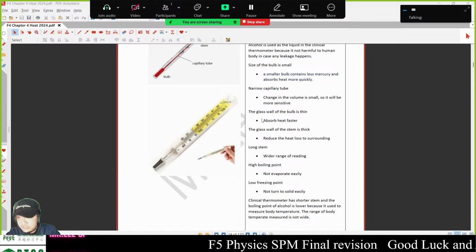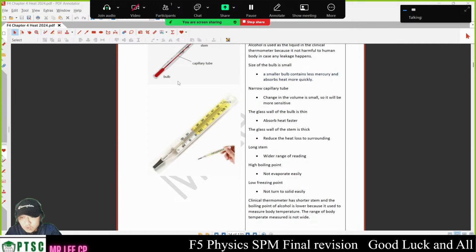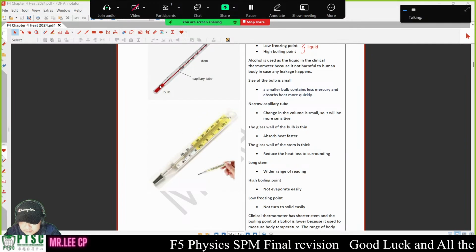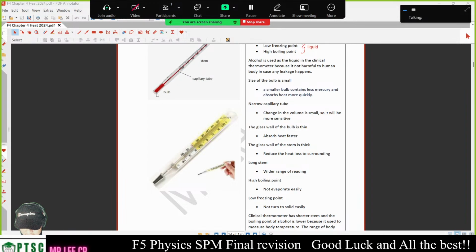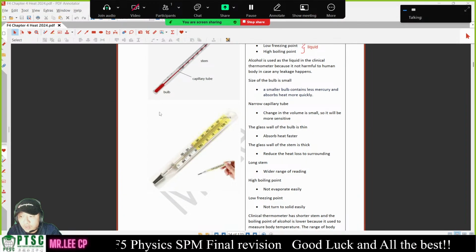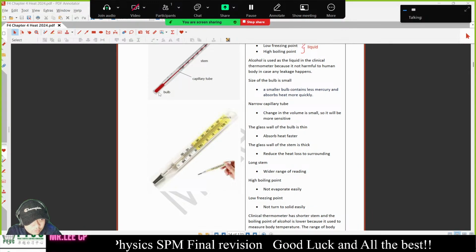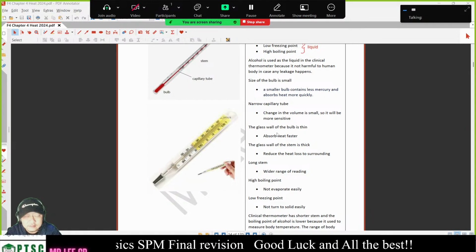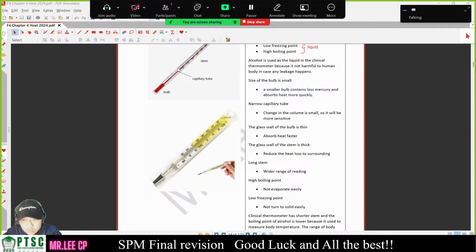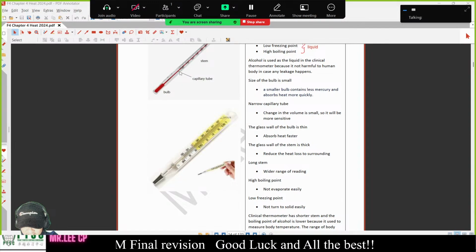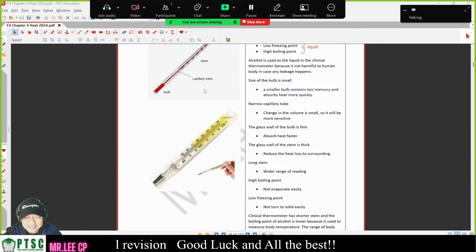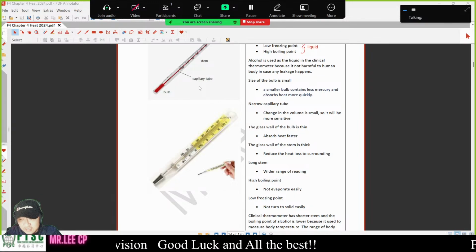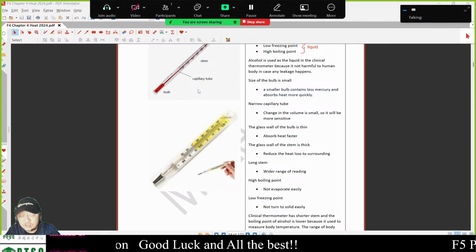And then the glass wall must be thin. The glass wall of the bulb here is thin. Why is it thin? It can absorb more heat faster. But the glass wall of the stem here is thick, so the heat will not escape easily, so the heat will not be lost to the surroundings easily.